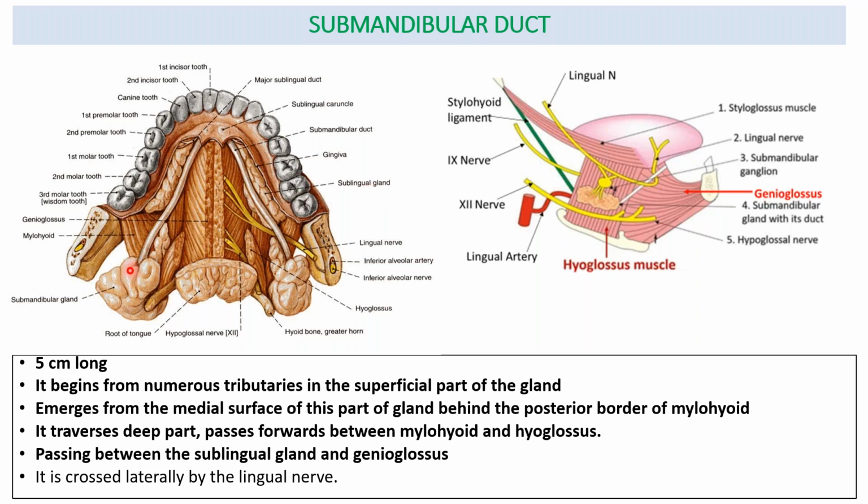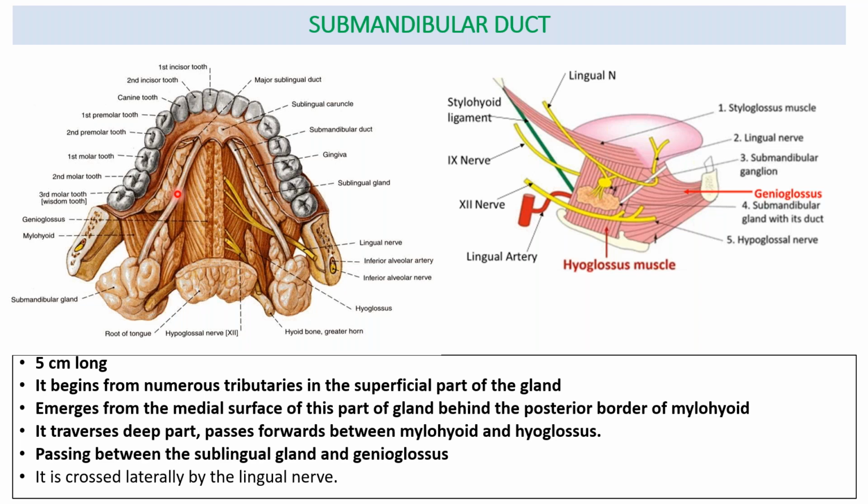From the tributaries in the superficial part, this duct will be formed, and it will emerge from the medial surface of this part of the gland, related behind the posterior border of the mylohyoid. It is going to traverse the deep part of the gland.